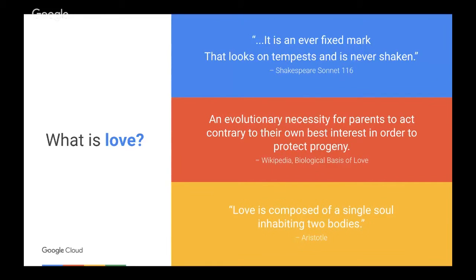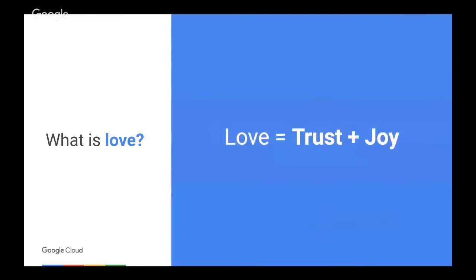And the other one, which is a little bit balanced on the Shakespeare side of things, and the robotic but accurate, is from Aristotle, which is love is composed of a single soul inhabiting two bodies. I will call it even more romantic than say Shakespeare. But to fundamentally understand what is love, it is two things: trust and joy. The reason why we want to understand is to get to the components which will help us drive love from our customers.